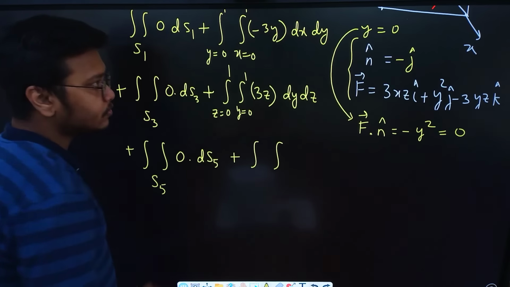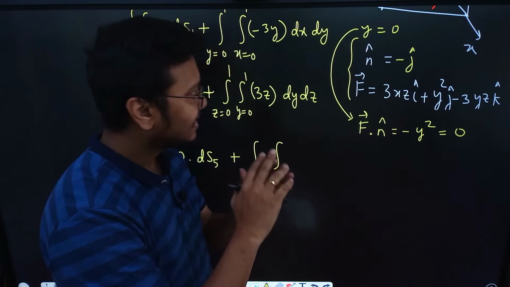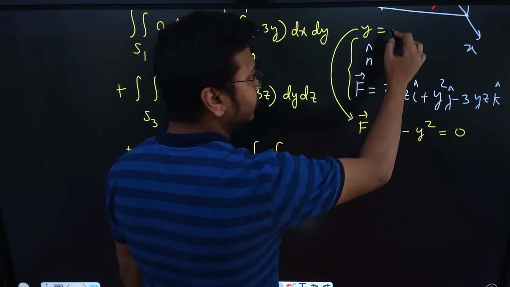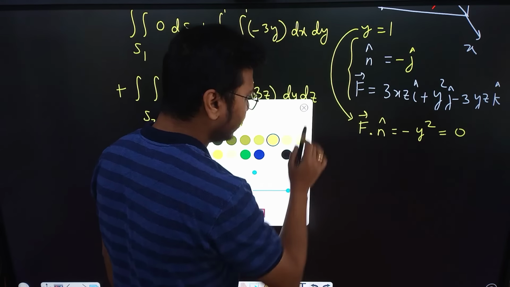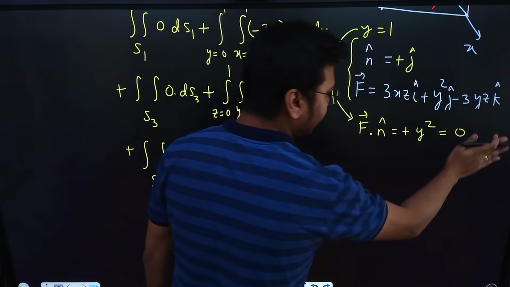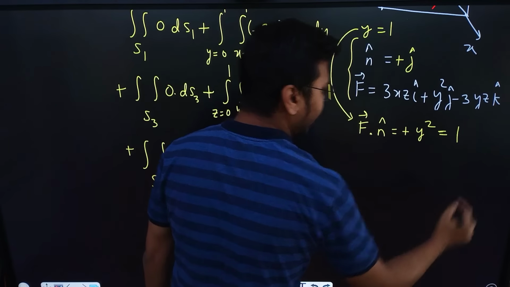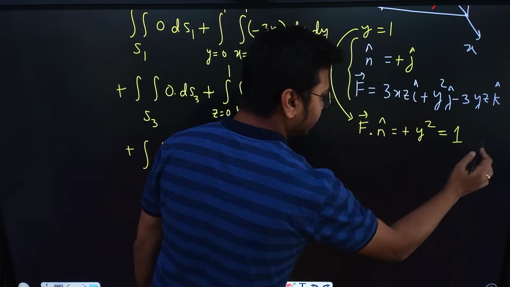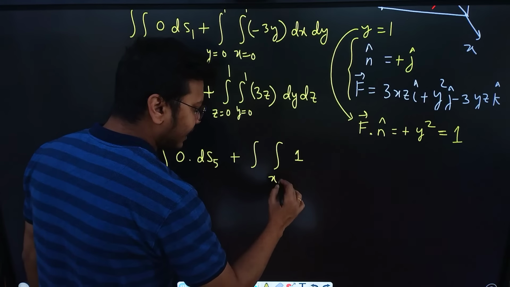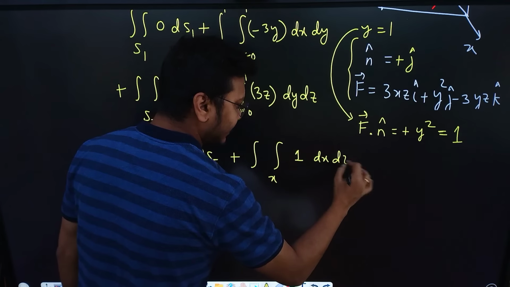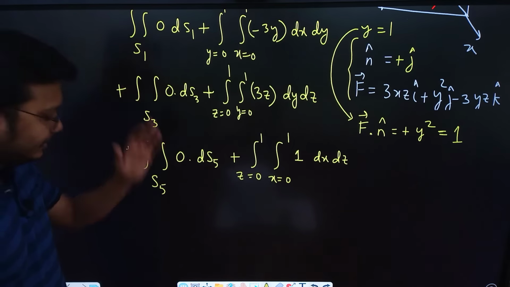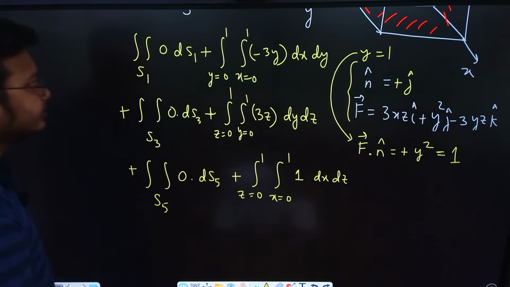And finally coming to the last one, the S6. When I'm going to the opposite side, just the unit distance is going to get added, it's going to be 1, and the direction is just going to change, so it's going to be plus j cap. So this is going to be plus y square. If I put the value of y, that's going to be 1, right? So my function over here is 1. Since y value is fixed, the remaining variables are x and z, so dx dz, x 0 to 1 and z 0 to 1. So these are all the 6 integrals that we have got.